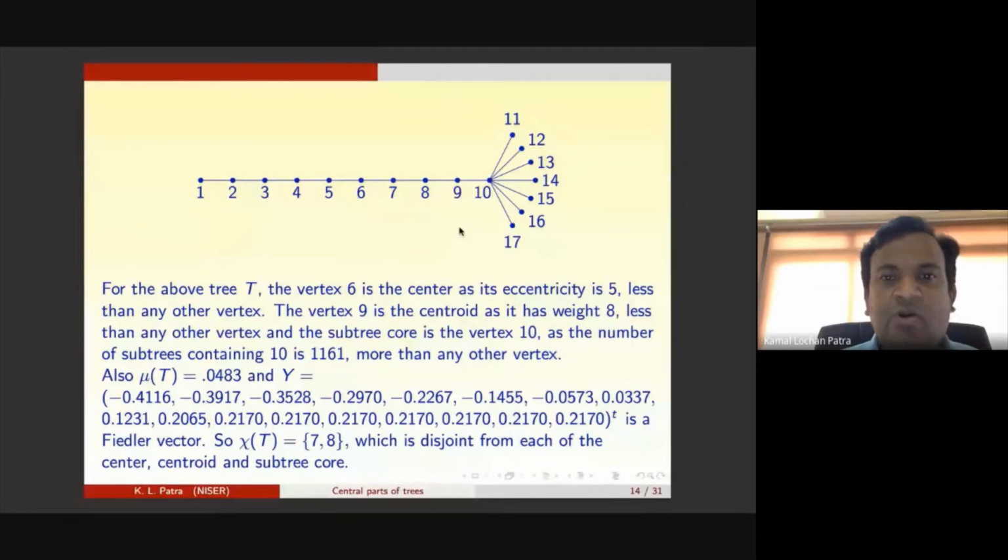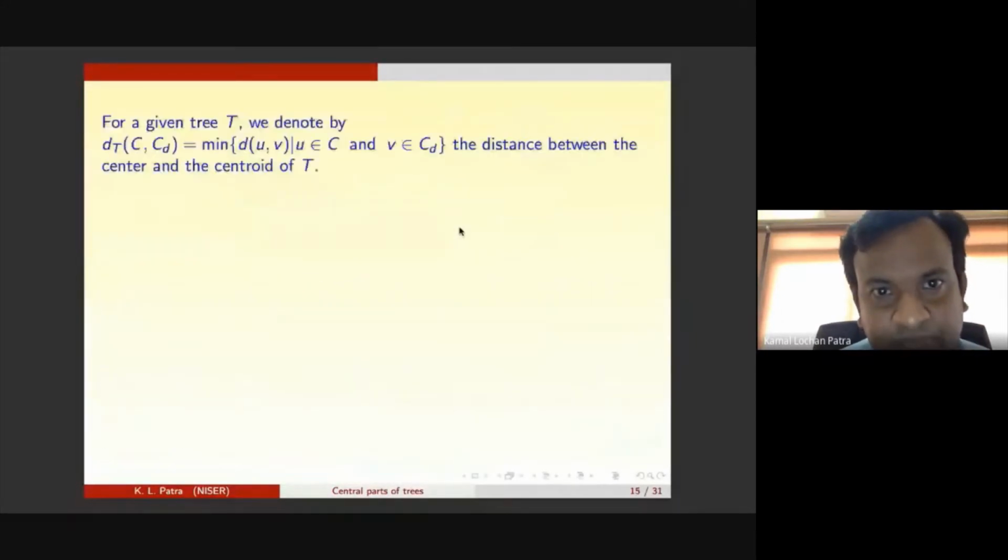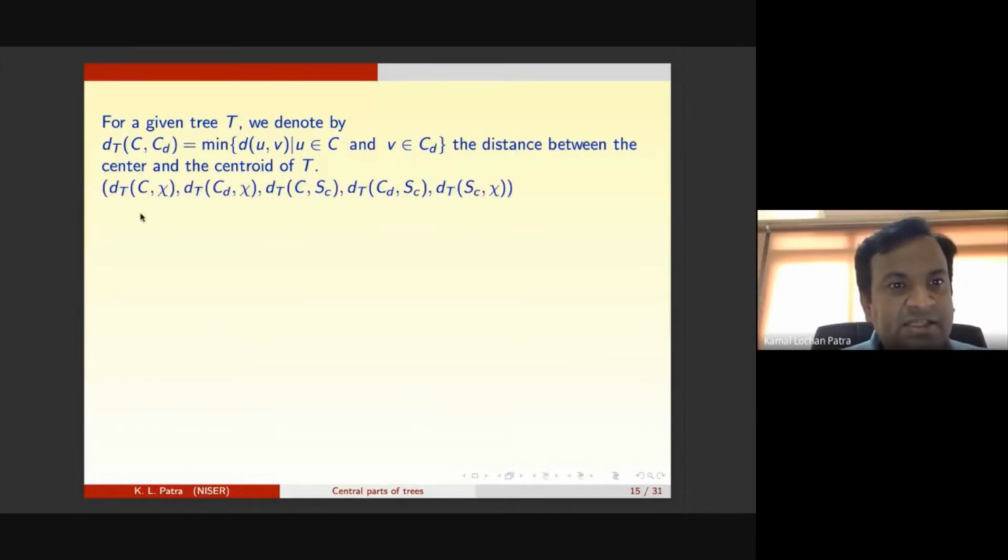We consider the following problems. For a tree T, we denote D_T(C, CD) as the distance between the center and the centroid, which is equal to the minimum of d(u,v), where u belongs to C and v belongs to CD. Similarly, one can define the distance between center and characteristic set, centroid and characteristic set, center and subtree core, centroid and subtree core, and subtree core and characteristic set.